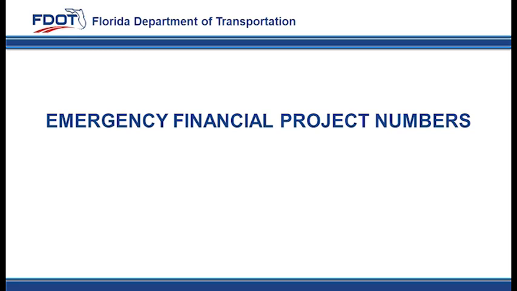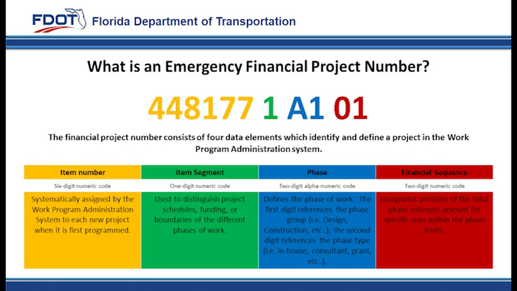Our next topic includes the use of emergency financial project numbers. An emergency financial project number is an 11-digit alphanumeric code consisting of 4 data elements identifying and defining a project within the Work Program Administration system.